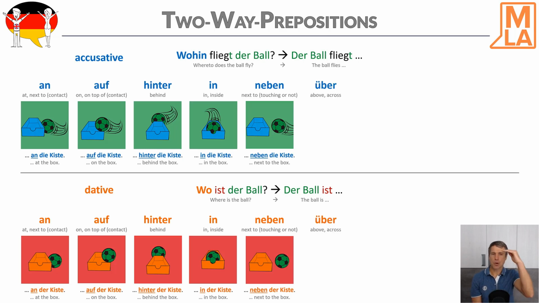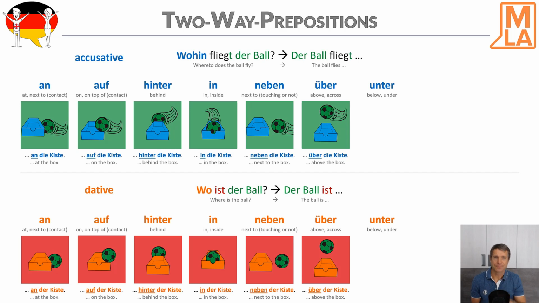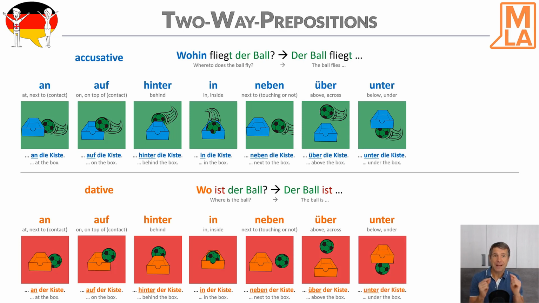Über, it's above or across. Wohin fliegt der Ball? Der Ball fliegt über die Kiste. Wo ist der Ball? Der Ball ist über der Kiste. Unter, it's below or under. Wohin fliegt der Ball? Der Ball fliegt unter die Kiste. Wo ist der Ball? Der Ball ist unter der Kiste.